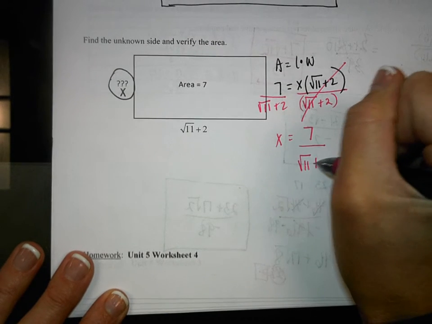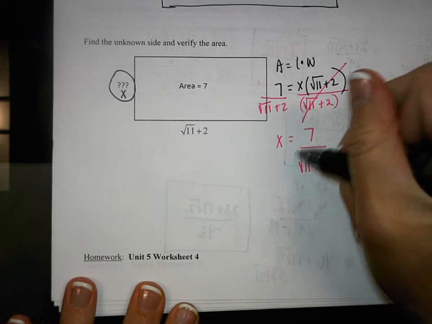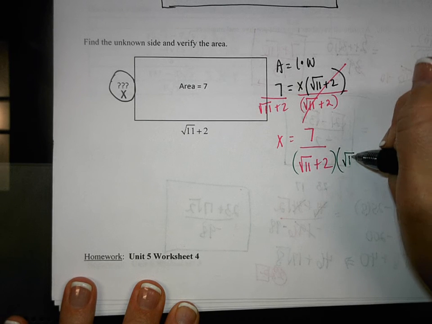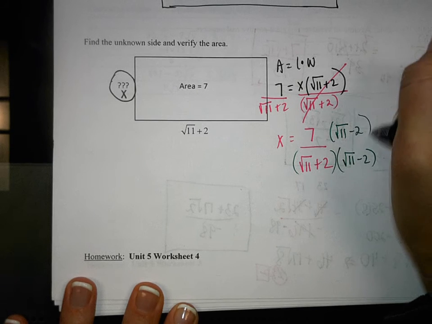Is that an acceptable answer? No, why not? Oh, there's a root in the denominator. Root in the denominator. How will I get rid of the root in the denominator? Multiply by root 11. Multiply by the conjugate. Good. So what is the conjugate? Root 11 minus 2. I would normally have you do this one on your own, but for time's sake, we're going to do it together.